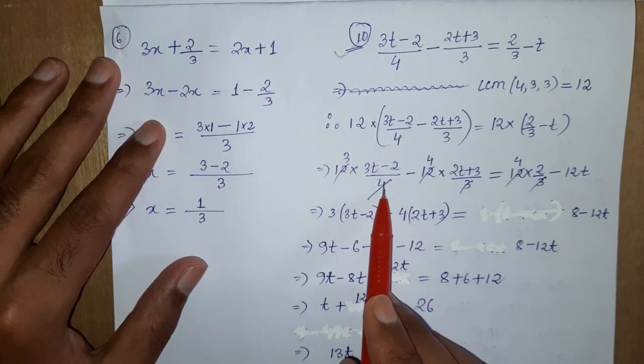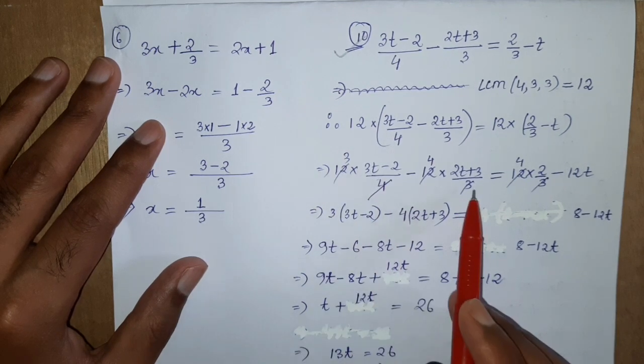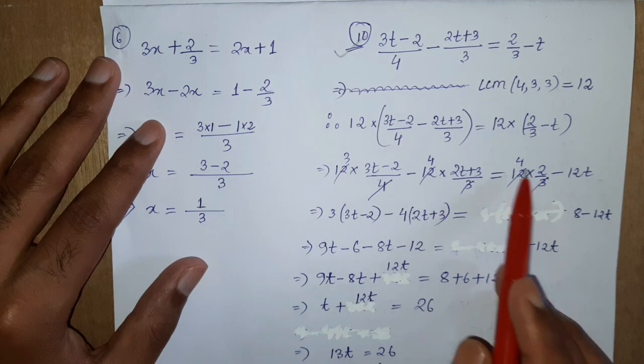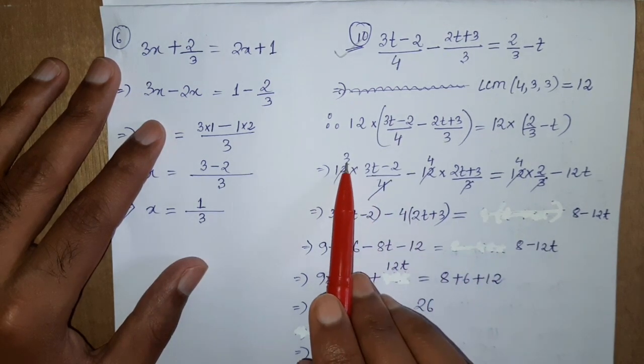Then this denominator, this numerator, you can cancel. 4 3 12, like this. 3 4 12, 3 4 12, okay. So what do you see? Denominators are cancelled out.